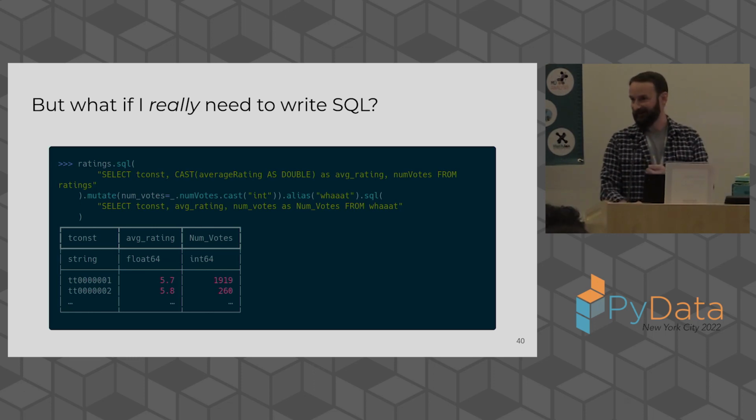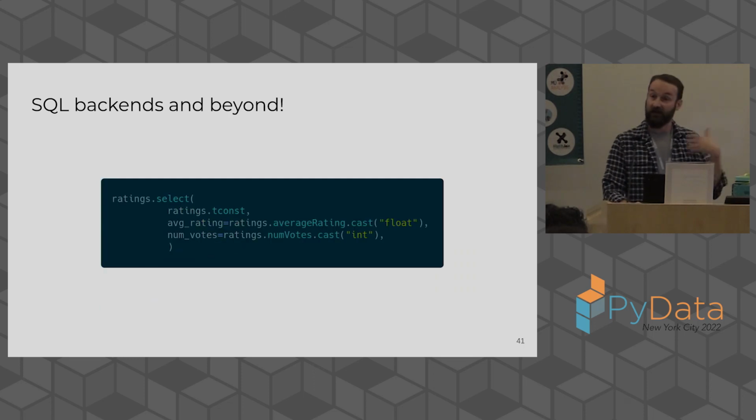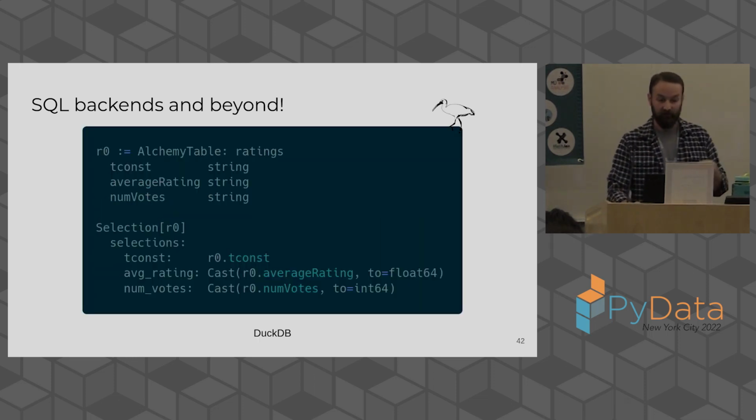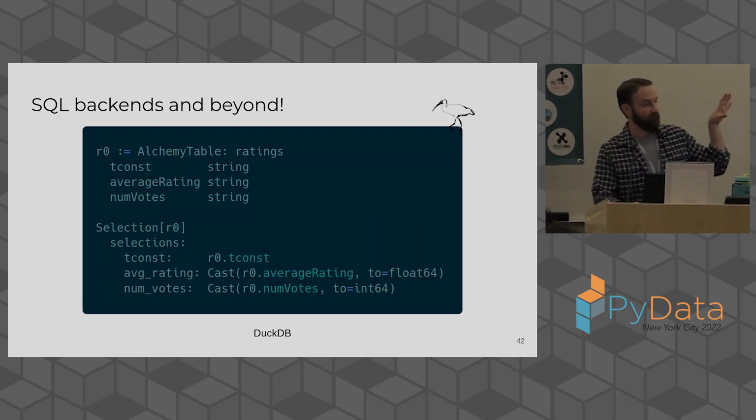I've also been talking a lot about SQL, but it's not only SQL and Ibis. We actually have other backends that are non-SQL backends, but you can use the same expressions to execute against them. Remember, this is just the simple example of the ratings and casting. Here's that expression for an alchemy table against DuckDB. You've seen this a couple times now, just the columns and then the selection rules.